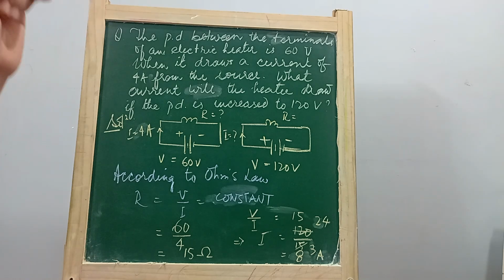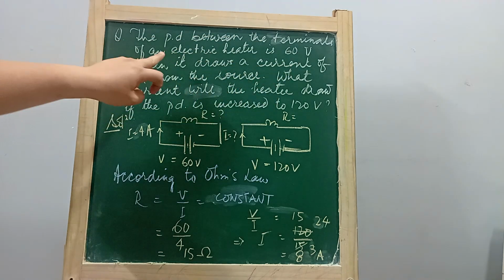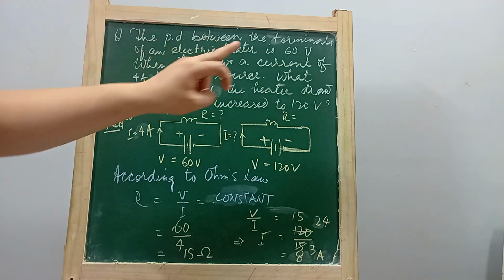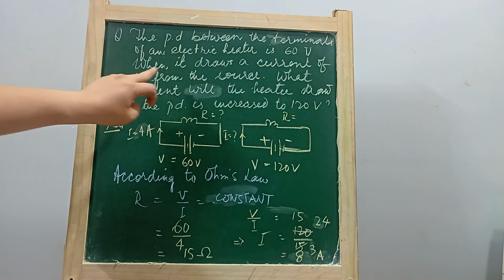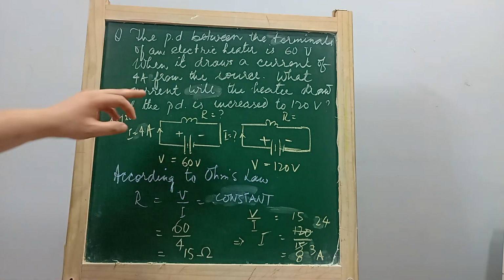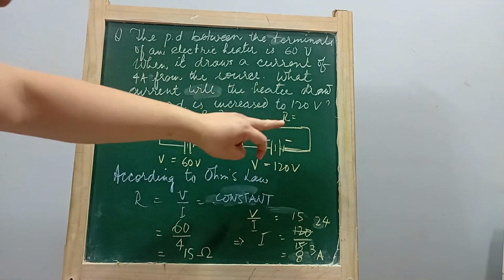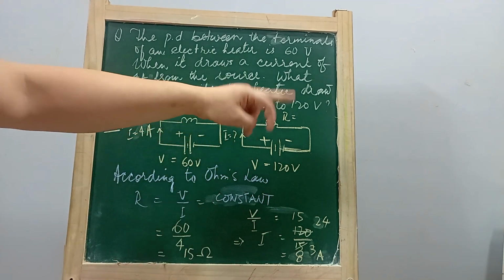Okay, let's see one more numerical problem which will enhance our understanding of Ohm's law and its application in electricity. The question says the potential difference between the terminals of an electric heater is 60 volt when it draws a current of 4 ampere from the source. What current will the heater draw if the potential difference is increased to 120 volt?